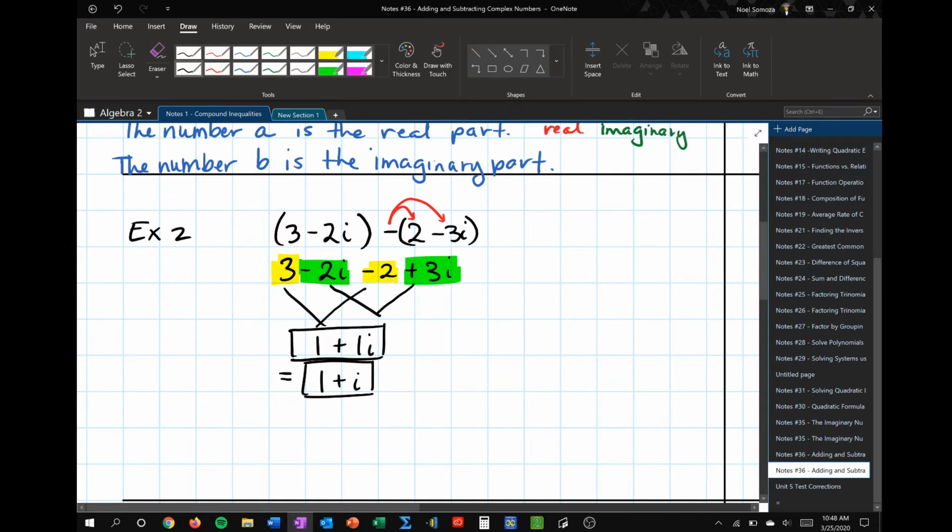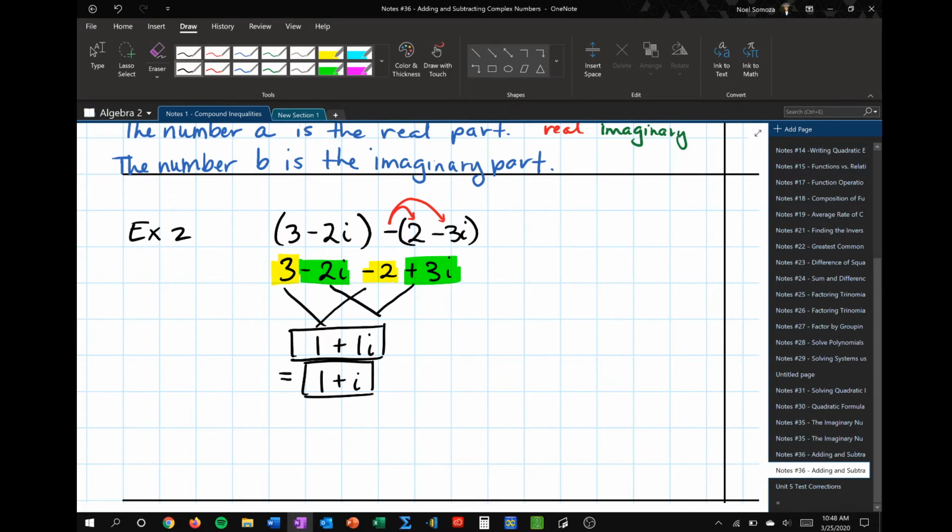So there's not much to it when it comes to adding and subtracting complex numbers. They're pretty easy when the i is already outside, meaning that you don't have to extract anything like we did in the first lesson. So it's not too bad. Think of it as combining like terms.